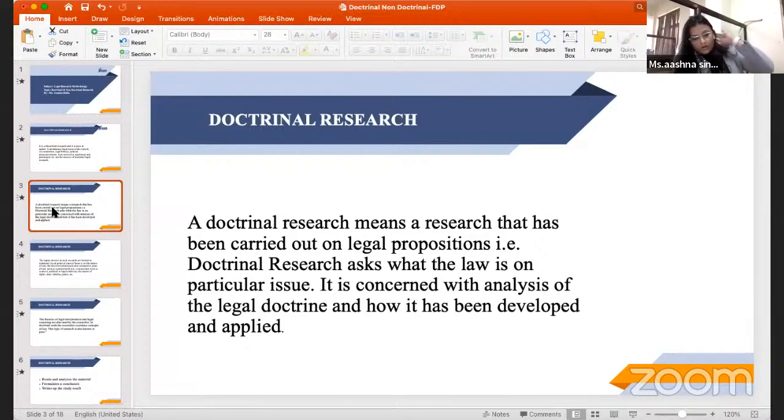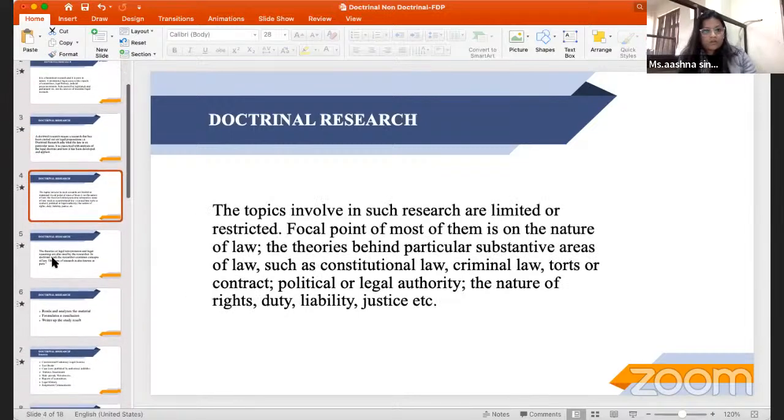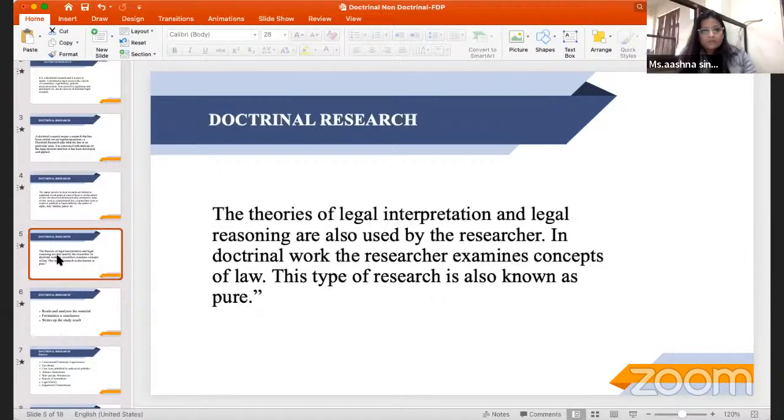Doctrinal research also covers a broad category of theories, a broad category of concepts that are already existing. And you as a researcher are trying to figure out how you can use that already available data in your research to support your research. Moving on, this is what I have tried to cover.